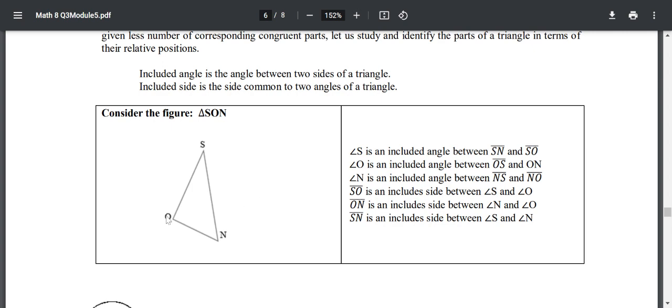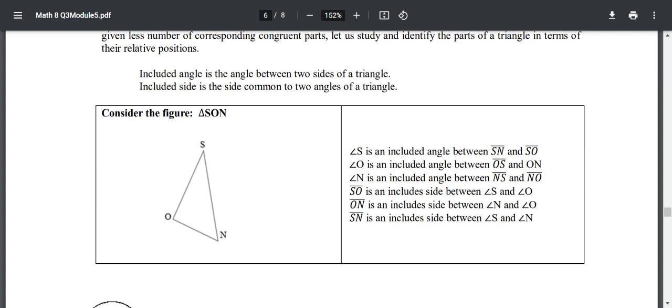The same with angle O. This is an included angle between side OS and side ON. The same with angle N. This is an included angle between side NS and side NO. So those are the three included angles. Then how about the included sides?